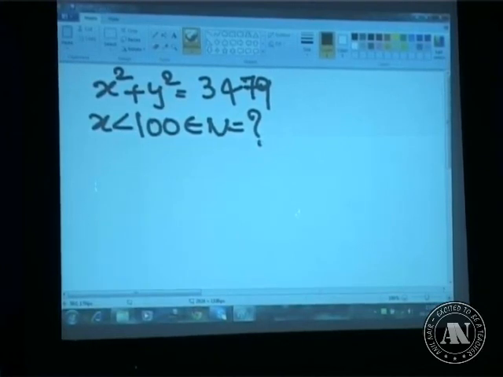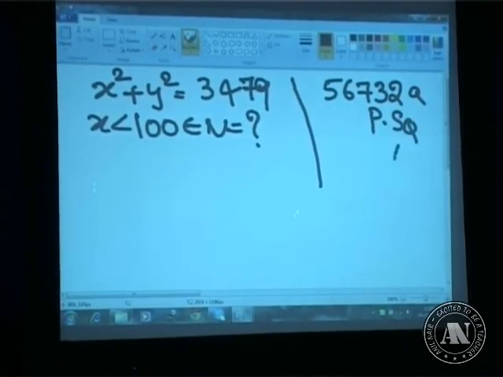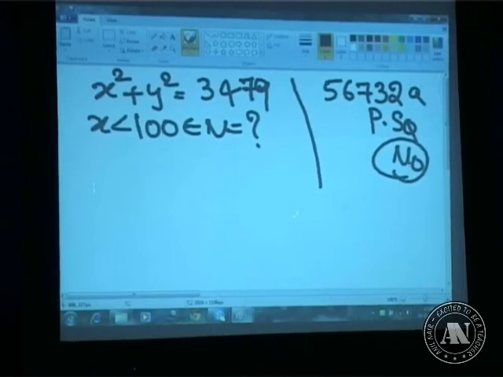Now, before solving that question, see this example. If I were to ask you, is 56732 a perfect square? Is it a perfect square? No, because it is ending with 2. Agreed? Now, let us carry forward this logic.